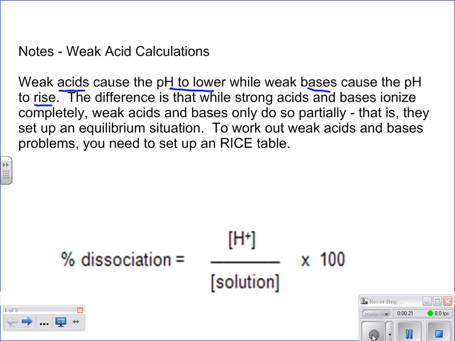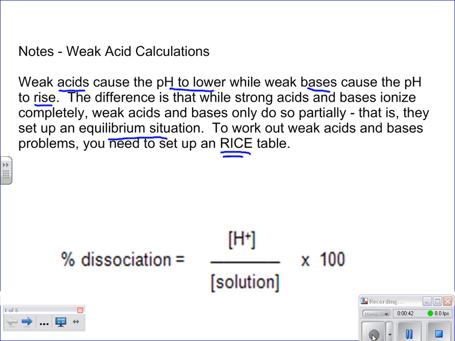But the difference is that if it's a strong acid or a strong base, remember it ionizes completely. If it's a weak acid or a weak base, it doesn't ionize completely, just a small percentage of it does that. So because of that, we're not going to be able to have a one-sided arrow. We're going to have that reversible arrow. In other words, we're going to set up an equilibrium situation.